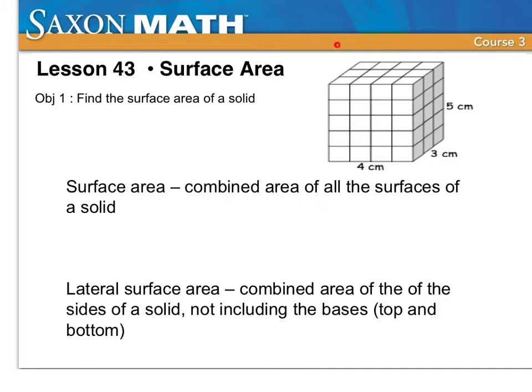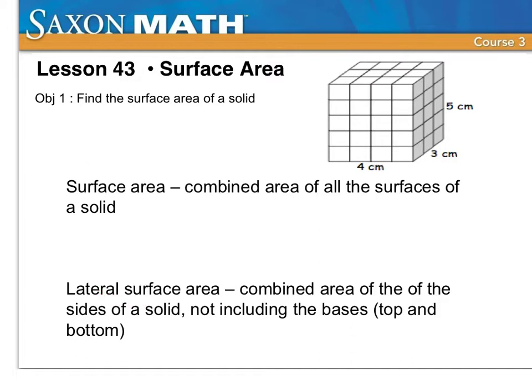Okay, so this rectangular prism has 1, 2, 3 surfaces you can see, and there's a surface back here, so that's 4. The surface on the left is 5, and the surface on the bottom, so that's 6 surfaces that this has. And the surface area would be the combined area of all of those.